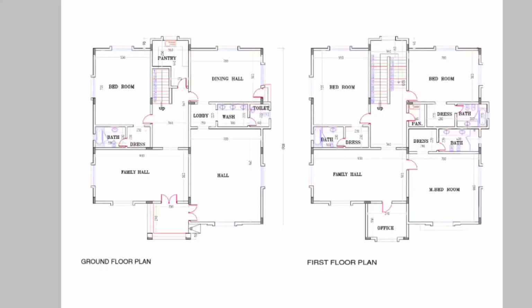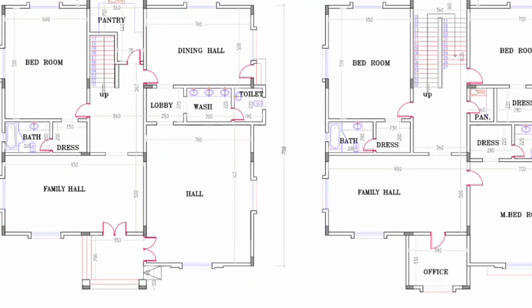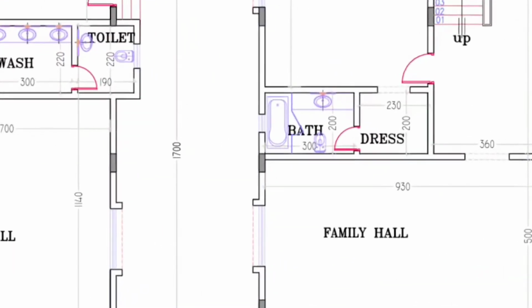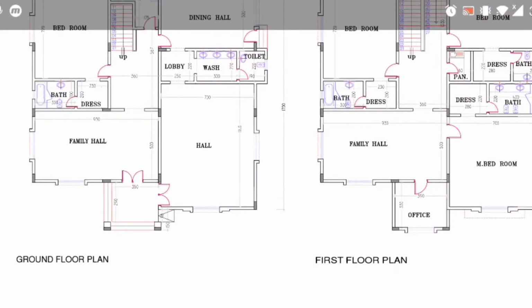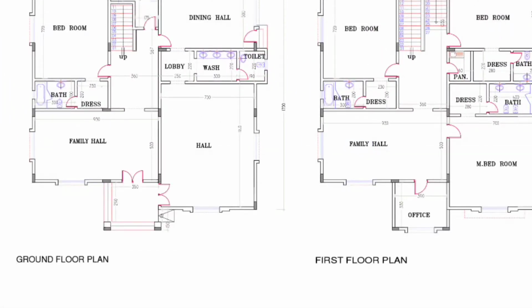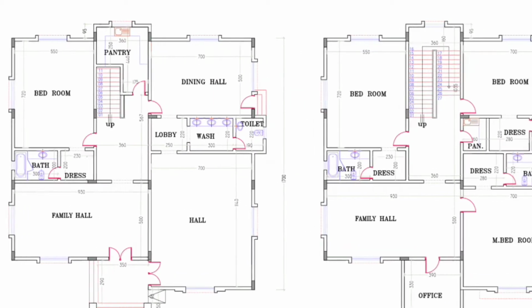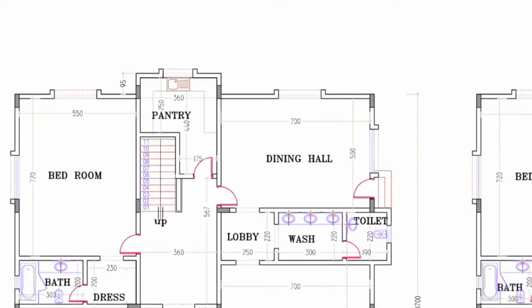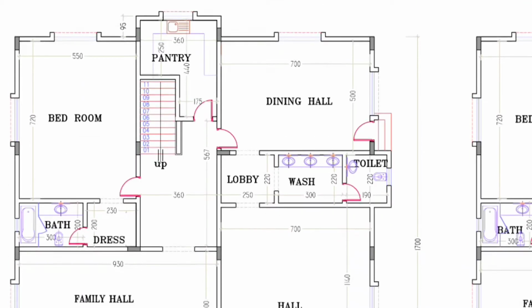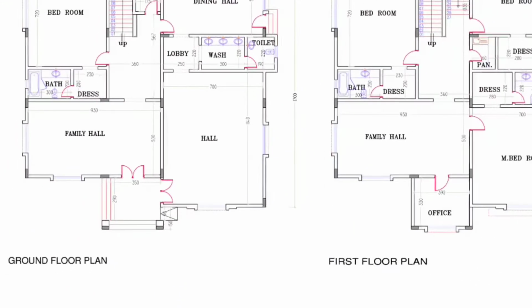Plan design, we will see this wonderful floor plan. So first floor and ground floor. On the first floor we have 3 bedrooms, 1 family hall and 1 small office, all with attached bathroom and wide space lobby. And on the ground floor you can see here, this is family hall and this is wide hall, dining, 1 bedroom, you can consider guest room, and pantry. So we will see this one by one.